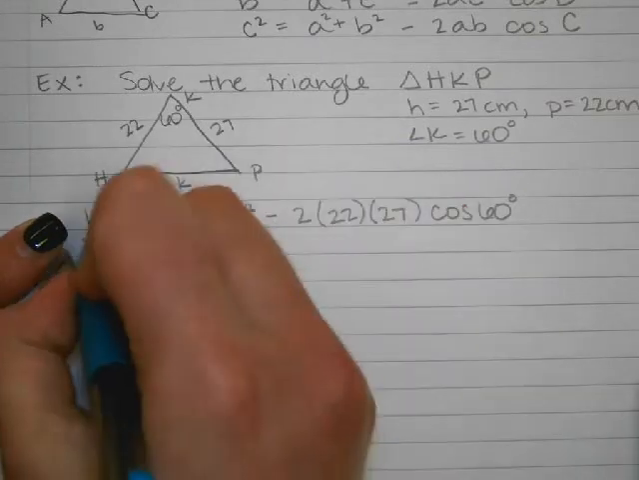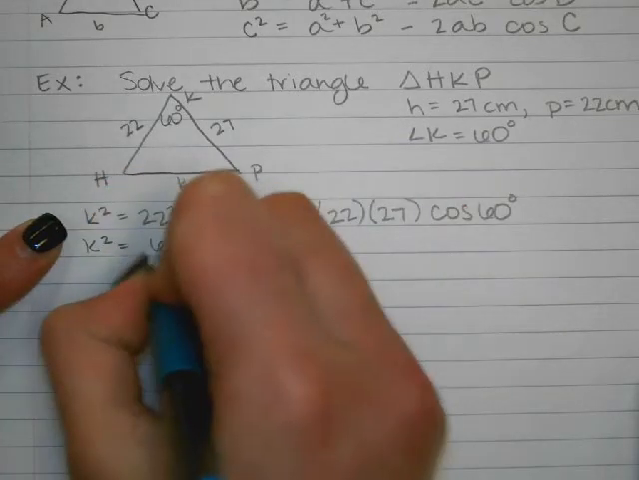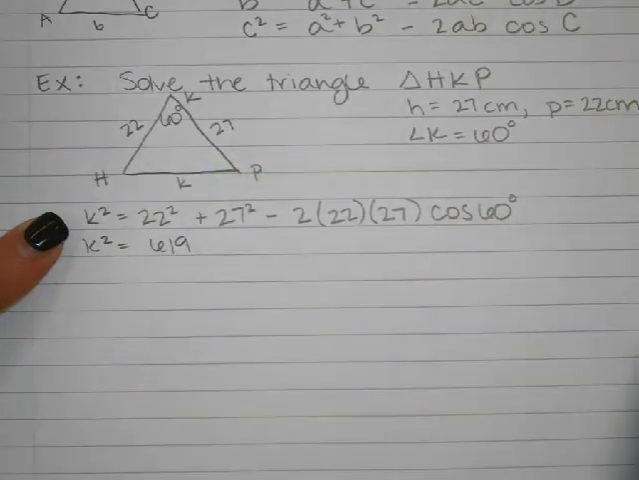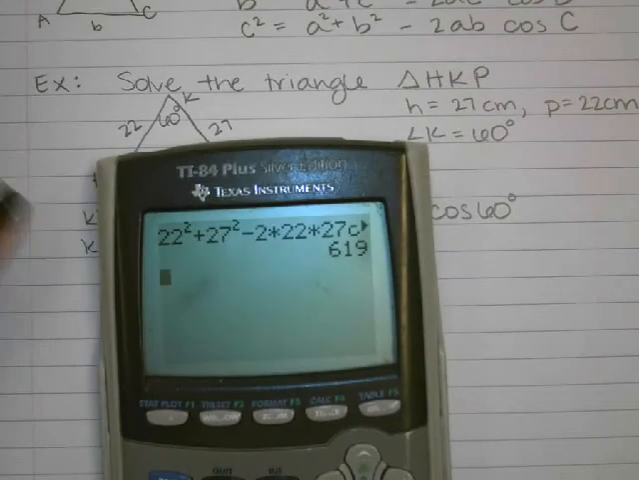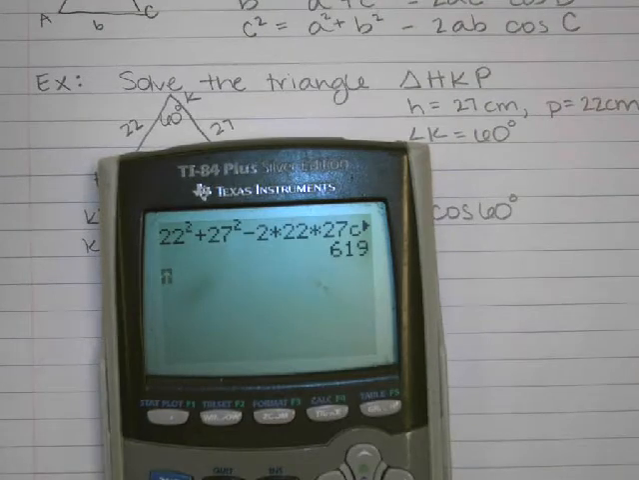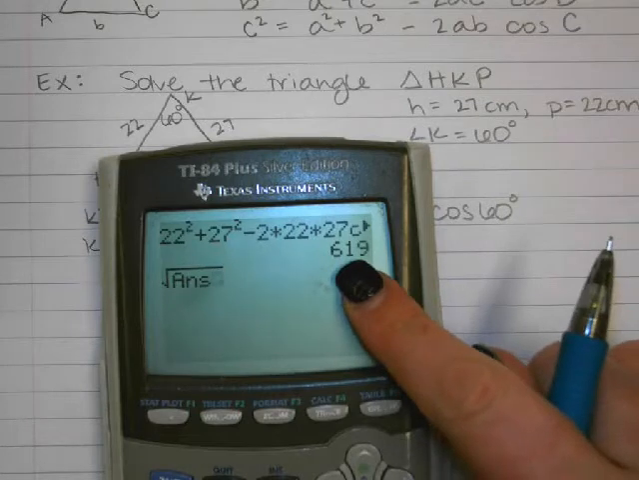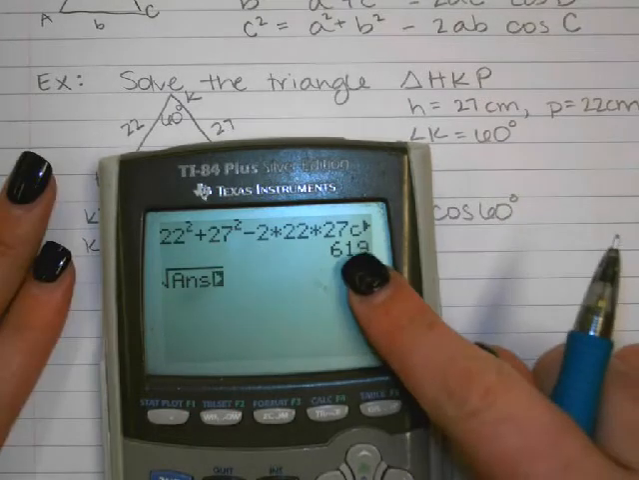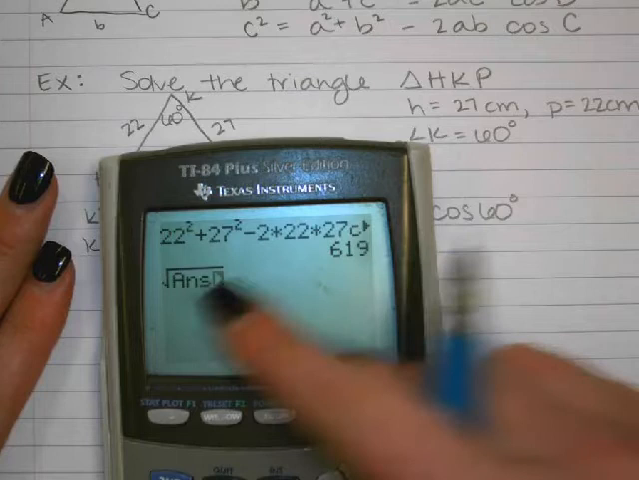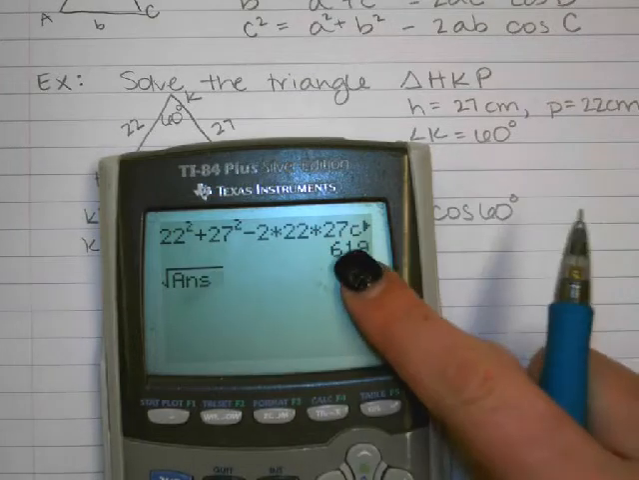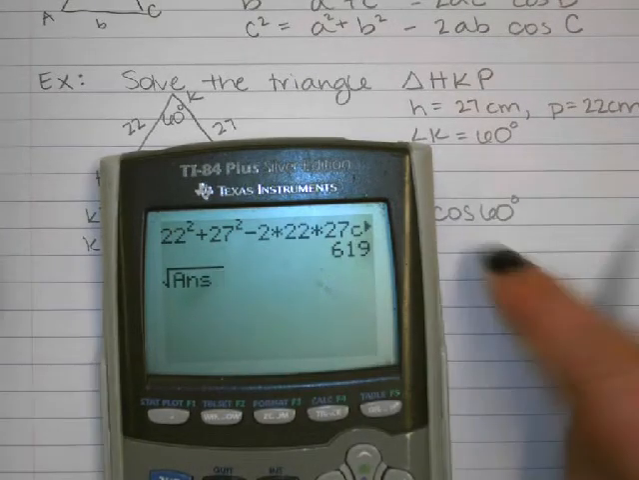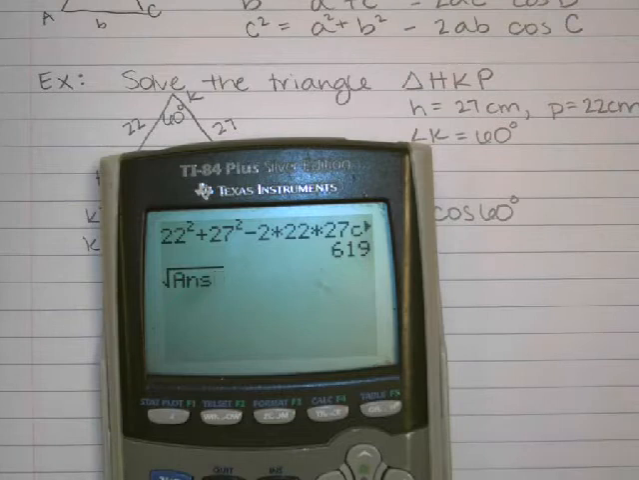So I have k squared equals 619. And then I want to square root that, so I'm going to hit second squared, so square root, and then second answer. The reason I'm practicing that, doing second answer, is because I want to know how to pull this answer down there, just in case this is a funky decimal, which it normally will be. It's just because we had a nice angle on that one.